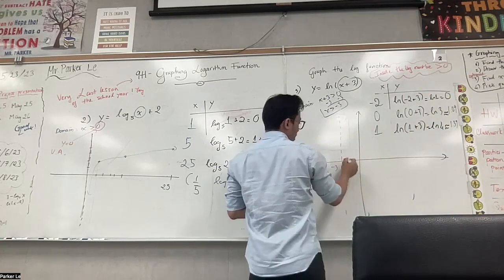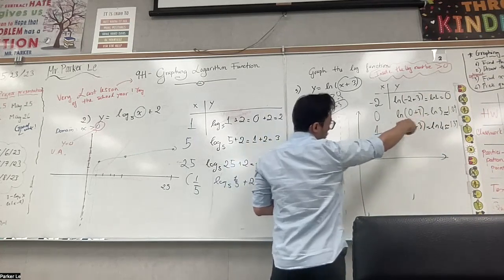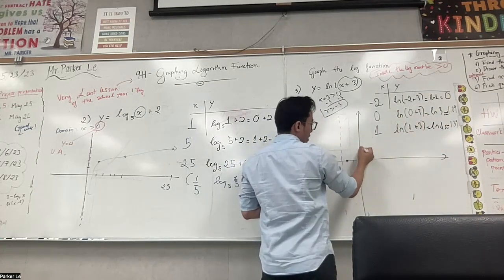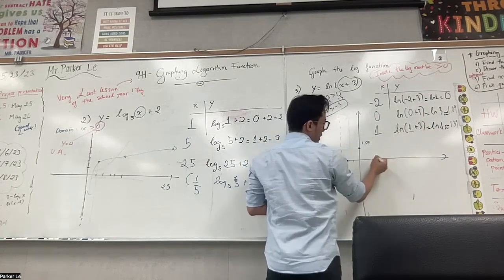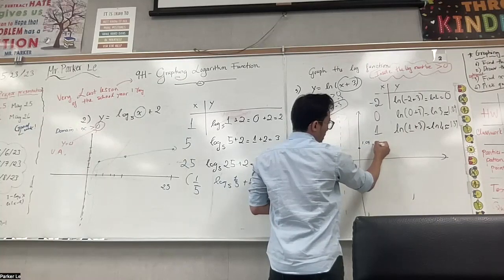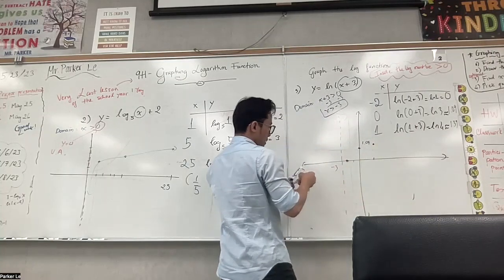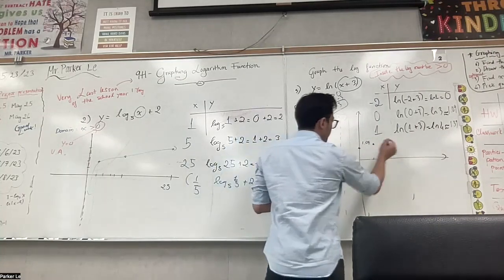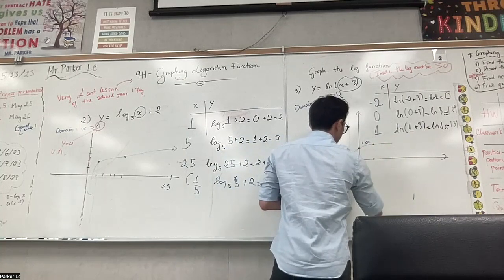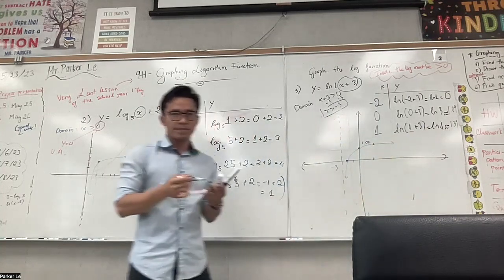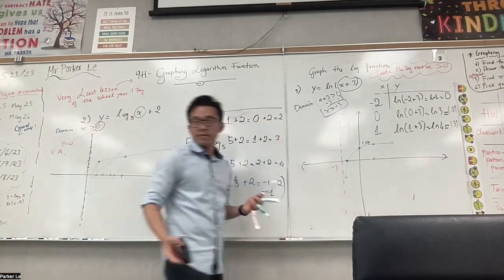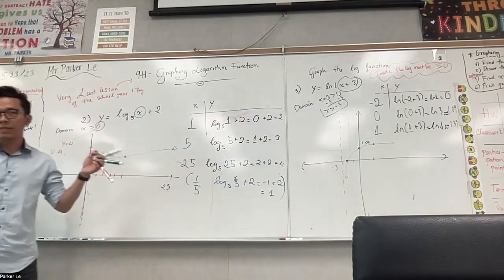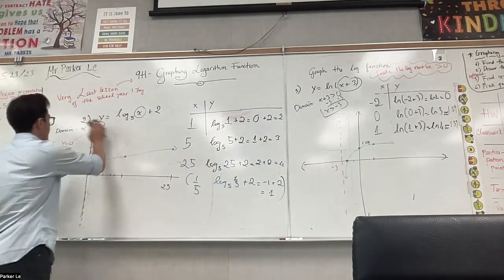Negative 2, 0 right here. 0 and 1.09, so 0 right here. 1 and 1.09, maybe I put it right here, and then 1.39 a little bit higher than this. Connect them, that's it. Are we good? Does it make sense?